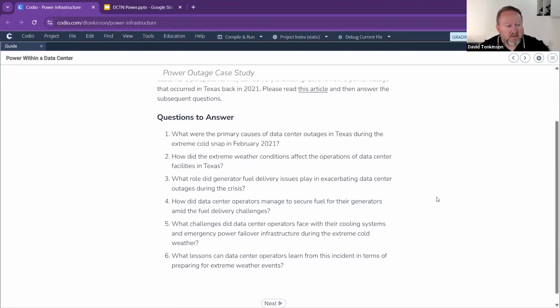So we can read it together, but I'm going to give you a heads up on some of the questions we're going to ask. This example gives us a real life issue that literally happened to some data centers. We're going to look for these questions. What are the primary causes of the data center outage in Texas? How did the extreme weather conditions affect the operations of the data center?